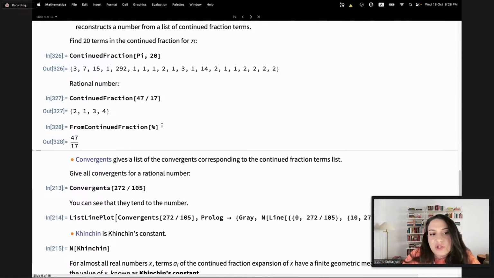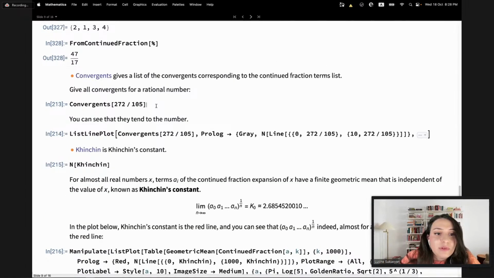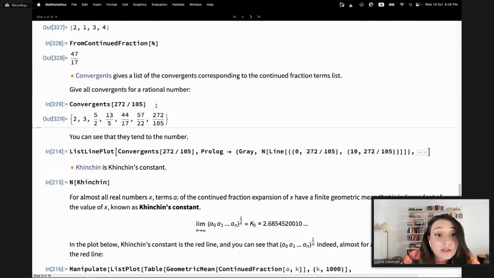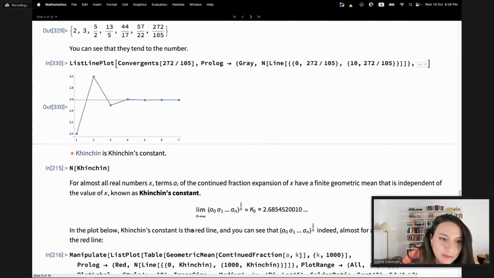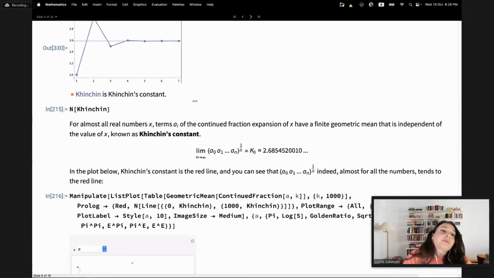Convergents is another function that gives a list of the convergents corresponding to the continued fraction terms. For example, we can find the convergents for a rational number by doing this. And you can actually see that the convergents tend to that number in this plot, right? The line is our number, 272 over 105, and the convergents tend to the number.